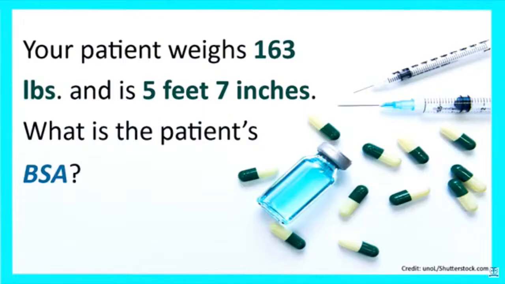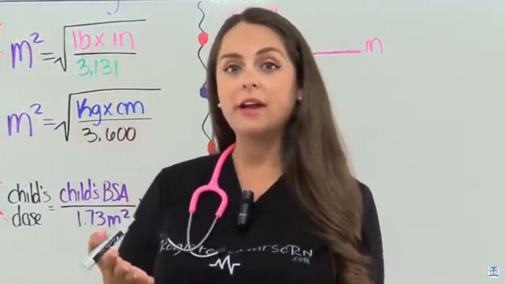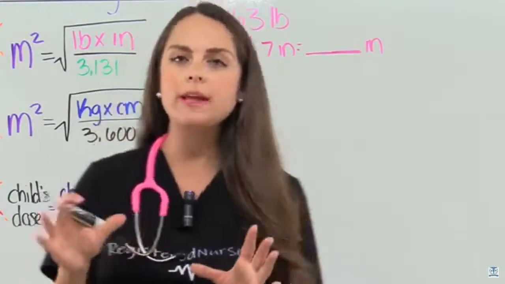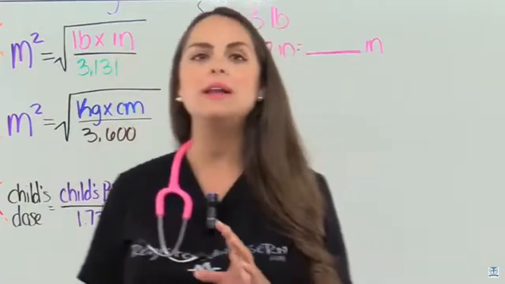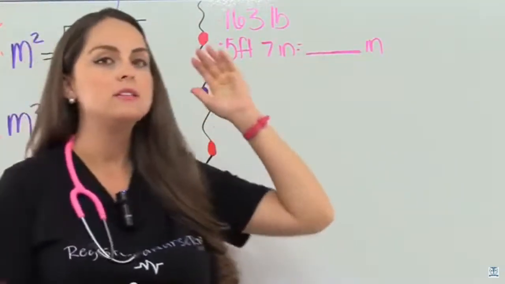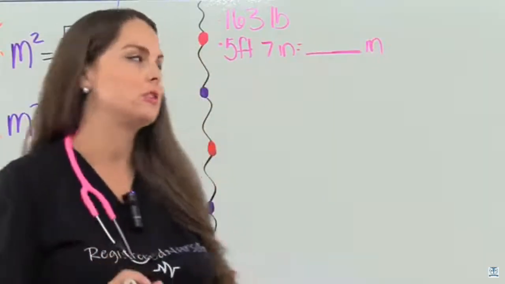But which formula are we going to use? The metric system formula or the household? Well, they gave us the patient's weight in pounds and the height in inches. So we're going to use the household system formula, which is this formula, because the scenario gave us the patient's weight in pounds and their height in inches. But before we can actually use this scenario, we need to deal with this height because they tell us the patient's height is 5 feet 7 inches. So we need all of that in inches.